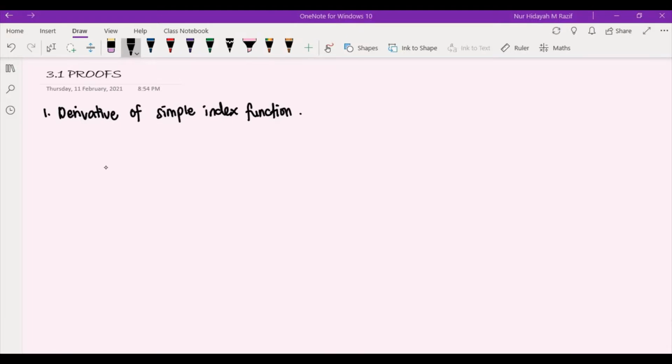Okay guys, now let's take a look at the proofs for the first subtopic in chapter 3. I'm going to start the proof by looking at the derivative of simple index function. And if you recall, simple index function is in the form of y is equal to a power of x, where our base can be any number. So that's what I'm going to start with.